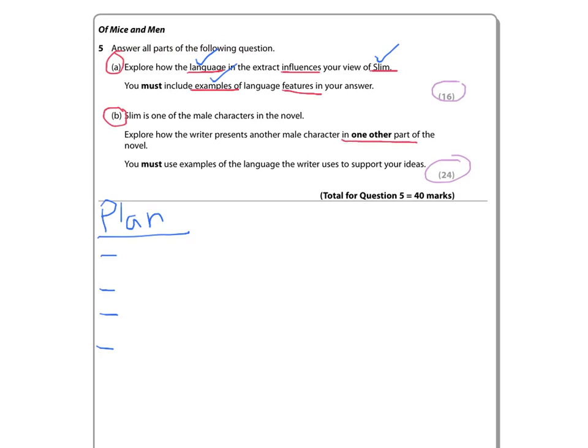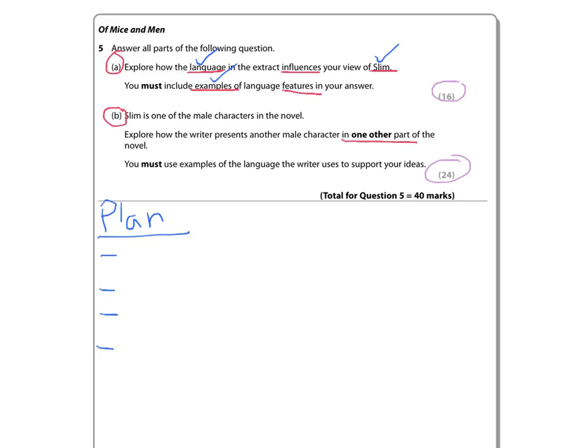So one way you can prepare for this is by making sure that you have a number of sections of the text that you have already listed, perhaps under male characters or a particular theme such as loneliness. You have a number of sections within the novel that you know you can go to and just pick that out once you're in the exam.